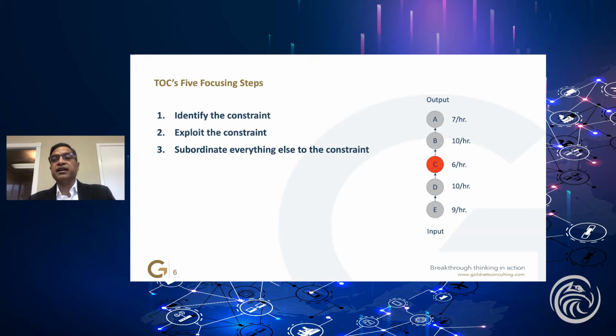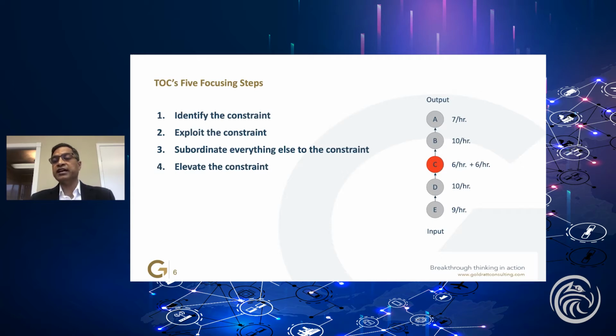Once we have identified, exploited, and subordinated, the next step, and only then, is to spend money on improving the constraint. We can put a CPI process on the constraint, or in fact, spend some money and increase the capacity of the constraint, not before. People often jump to this step very quickly before identifying, exploiting, and subordinating. This step is what we mean by elevating the constraint. So in this case, we bought another machine. Now machine C can produce 12 per hour.